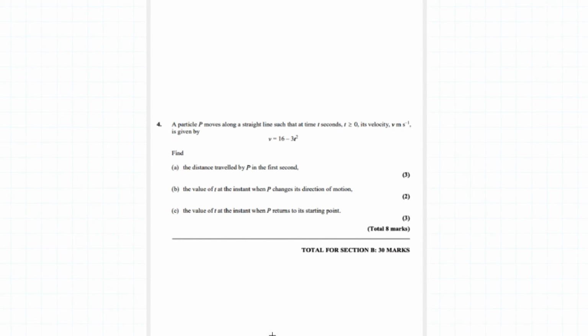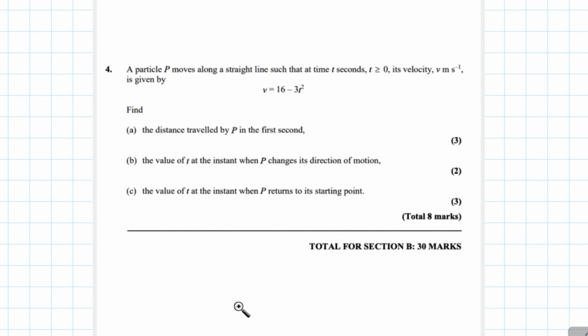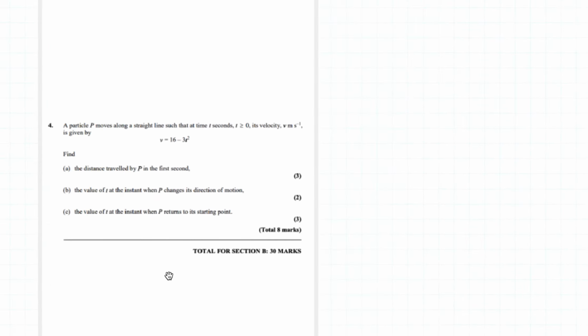Okay, the last question we have is: the particle P moves along a straight line such that at time t seconds, where t is greater than or equal to 0, its velocity v is given as v equals 16 minus 3t squared. Find the distance travelled by P in the first second. So with these questions, you need to remember S, V, A, where S is distance or displacement, V is velocity or speed, and A is acceleration. Not T, sorry, it should be SVA.